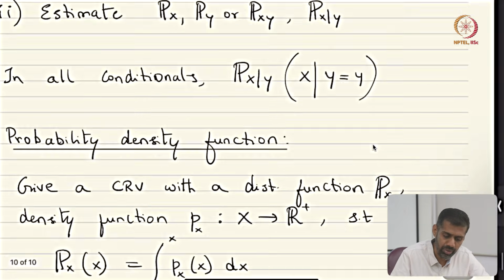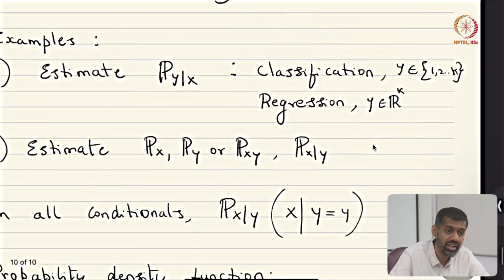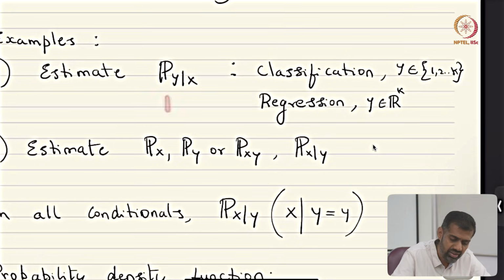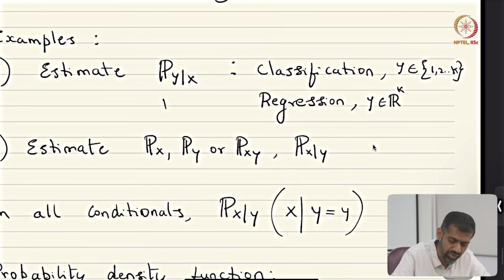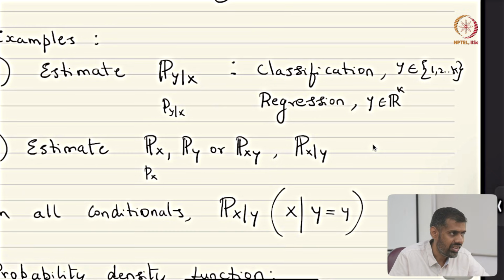So all these problems, instead of estimating the conditional distribution, we will be estimating the conditional densities p of y given x and p of x and so on, right. So please note the change in notation. If I write p with 2 lines, it's a distribution function. If I write it with 1 line, it's the density function. And throughout the rest of the course, I'll be working with density functions, not with distribution functions.